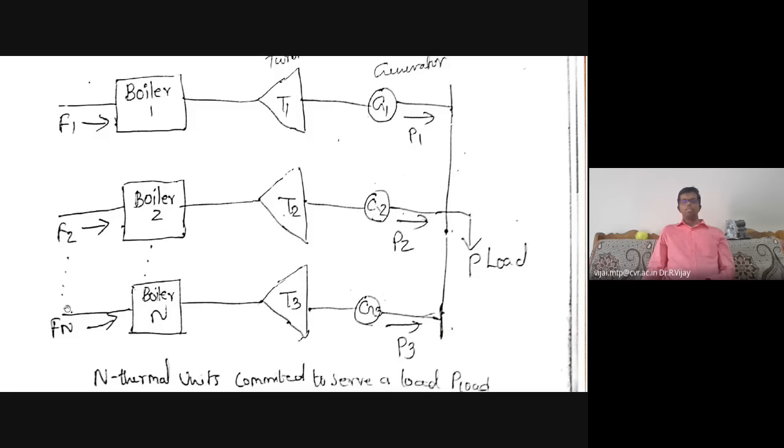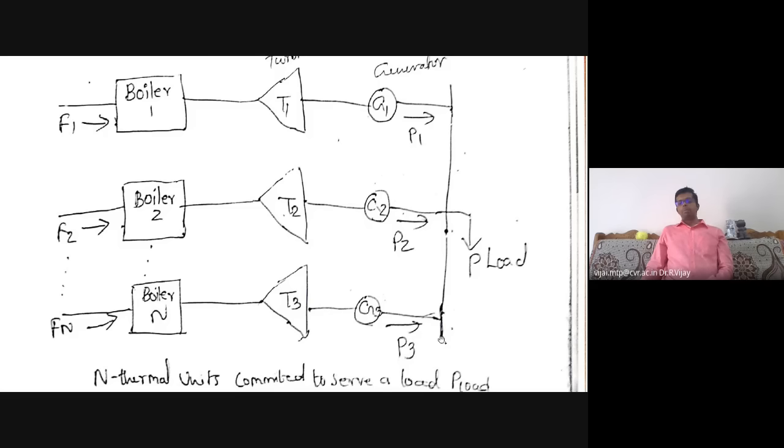Similarly, up to Fn, because we are taking n generators. Similarly, for the third generator: third fuel cost, then the third boiler, then turbine T3, which is given to generator G3. From generator G3, we produce the power P3 and give it to this bus, and up to the nth generator, same concept. Nth generator Fn, boiler N, turbine Tn, generator Gn, and the power produced is Pn.